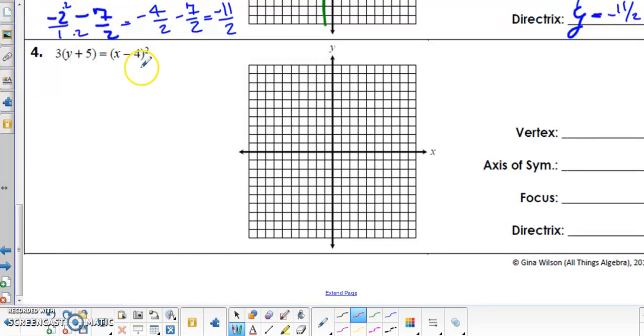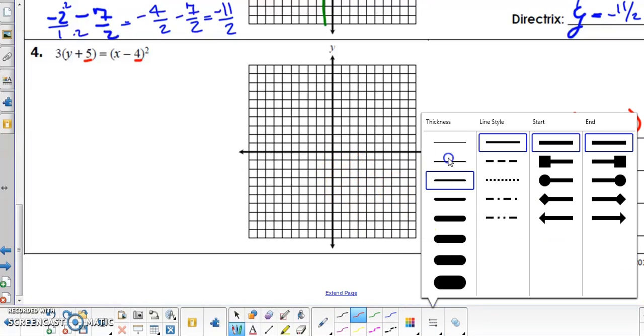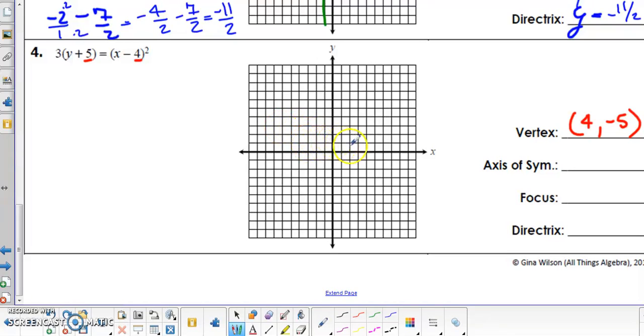My x term is the squared term, so I know I'm going to be going up and down, one of the two. This is positive, so the 3 out front is positive, so that means I'm opening up. My vertex is going to be at positive 4, negative 5. So I'm going to plot that point. I'm going to go to 1, 2, 3, 4, and 1, 2, 3, 4, 5. Okay? And I know, like I said, I'm opening up.